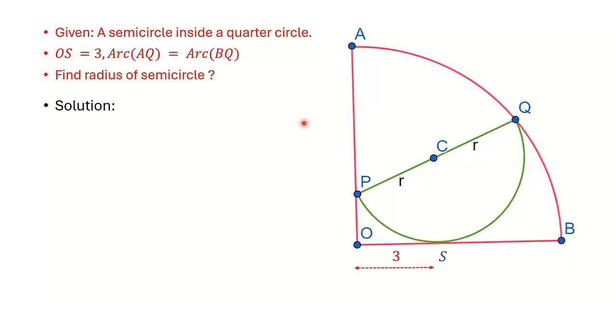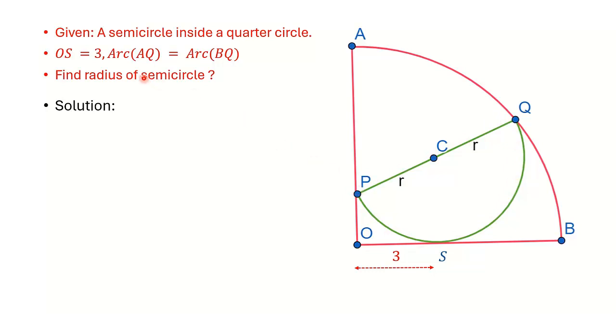Hello friends, in this problem a semicircle inside a quarter circle is given. So this is the semicircle and this semicircle is inside this quarter circle. Length OS is given, which is equal to 3 units. So this length is 3 units. Basically this semicircle is touching this radius OB at point S. This means OB is a tangent to this semicircle.